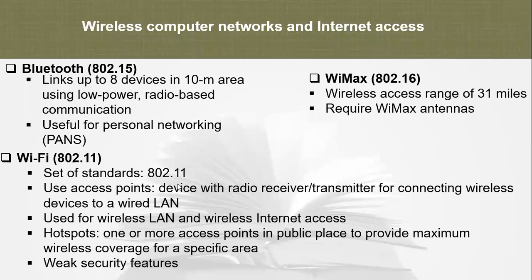Wireless computer networks and internet access. Bluetooth is the popular name for the 802.15 wireless network standard, which is used for creating small personal area networks, PANs. It links up to 8 devices within an 8-meter area using low-power, radio-based communication and can transmit up to 722 kbps in the 2.4 GHz band.